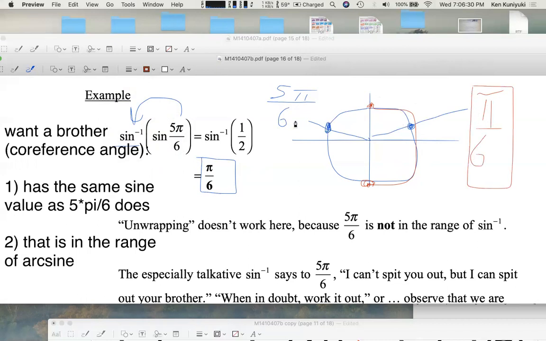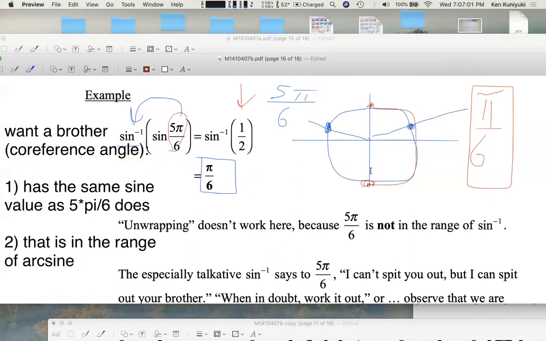It's the only brother for 5 pi over 6 that has the same sine value. We want a quadrant 1 angle, not a quadrant 4 angle. And it's in the range for the inverse sine function. It helps that pi over 6 is acute. Because we know that the sine value has to be positive, we know that the final answer is going to end up being acute, since this is not quadrantal.